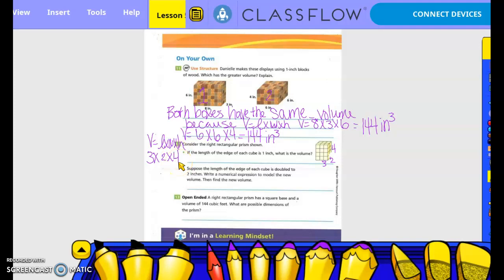So can we just work left to right? Yes. 3 times 2 is 6 times 4 is 24. So 24 cubic inches. Or you can write it as 24 inches cubed. So either way, right? Suppose the length of the edge of each cube is doubled to 2 inches. So write a numerical expression to model the new volume, then find the new volume. So what would it be now then?